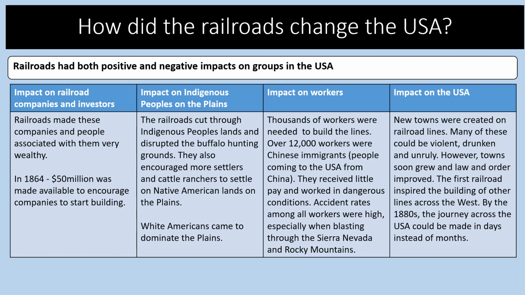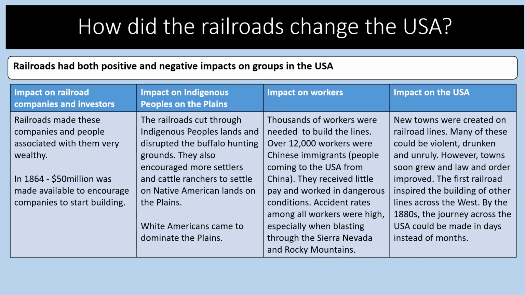In terms of the indigenous peoples on the plains, the railroads cut through indigenous peoples' lands. They disrupted the buffalo hunting grounds. They also encouraged more settlers and cattle ranchers to settle on indigenous peoples' lands on the plains, and white Americans would come to dominate the plains. So this is an absolutely pivotal event in terms of, as we will find, leading to much more conflict between the American government and the indigenous peoples, and there are various wars that take place on the plains during the 1860s and 1870s.